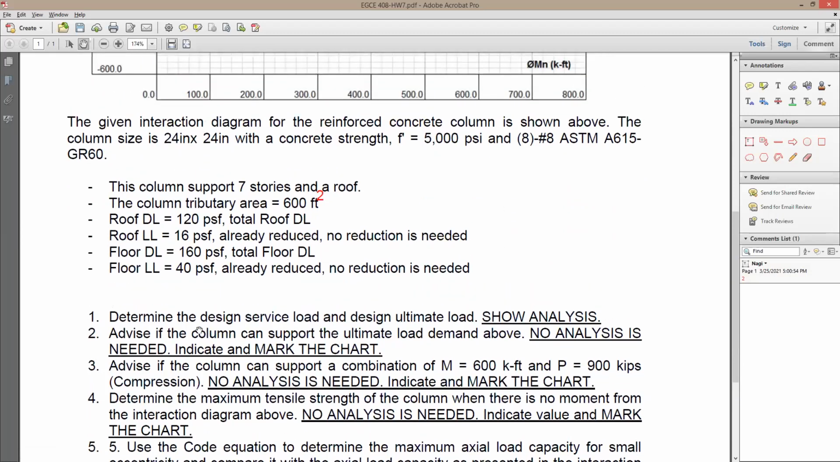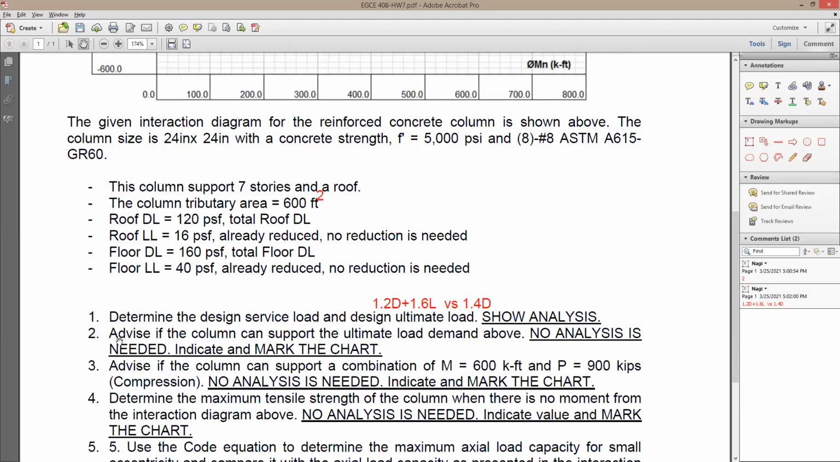After this, you see here it says determine the service design load, which means P dead load and P live load, and you do the ultimate load. How do you do the ultimate load? This is going to be the 1.2 dead plus 1.6 live versus 1.4 dead, right? And it says show analysis. You cannot just write the two final values without showing me some analysis, right? So I want you to be trained for this language.